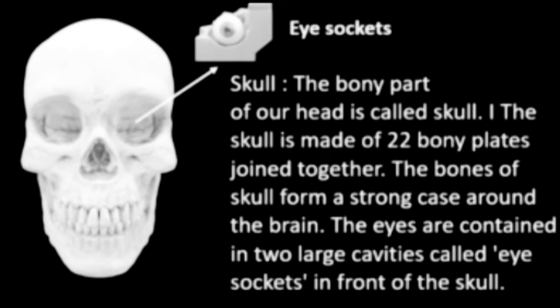This is the skull, or you can learn it as Skull Maharaj. The bony part of our head is called the skull. The skull is made up of 22 bony plates which are joined together very tightly. The bones of the skull form a strong case around the brain to protect it. The eyes are contained in 2 large cavities called eye sockets in front of the skull. You can see the eye sockets. I have marked them for you.